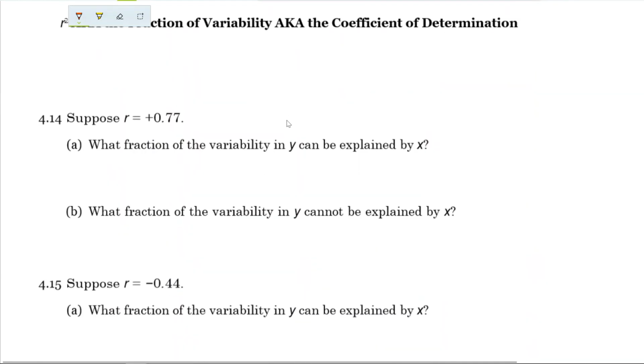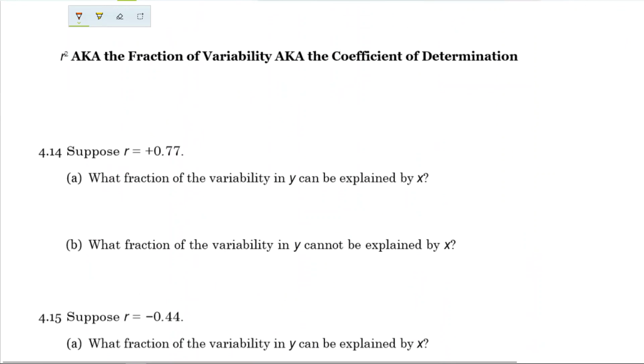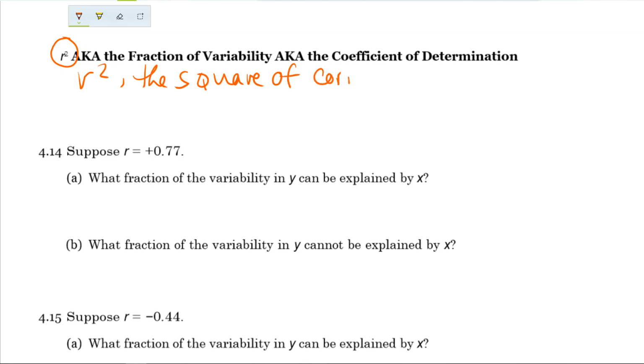We're going to move on to the second way we're going to judge: is my model doing a good job? And that's R squared, also known as the fraction of variability or the coefficient of determination. R squared is kind of special because it is exactly what you think it is. How do I find R squared? I just take the value of R, the correlation, and I square it. I am not joking. It's that simple. Don't convince yourself it's not, okay?